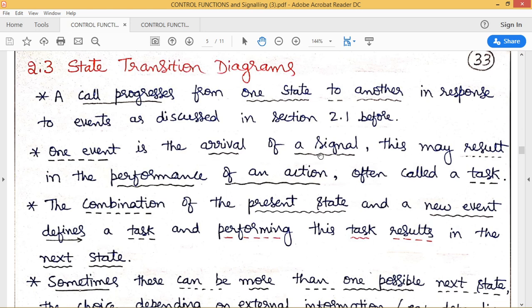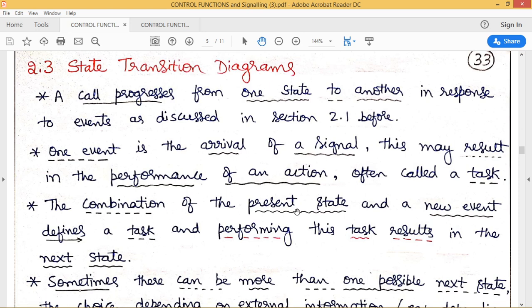So we know for an exchange, depending upon what signals are coming in, certain operations, certain actions will be performed. Whatever operation or action is being performed is called a task, and we call the incoming signal an event. So the combination of the present state and the new event defines the task.